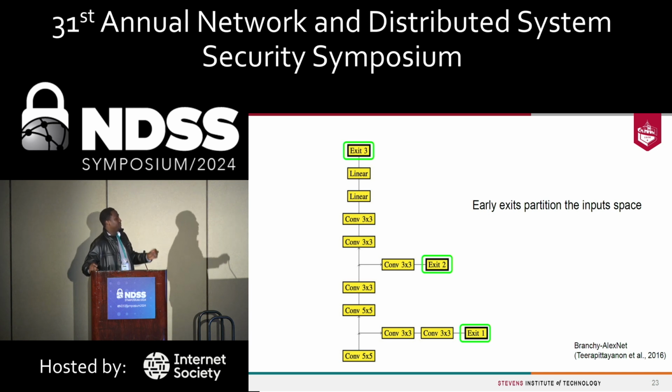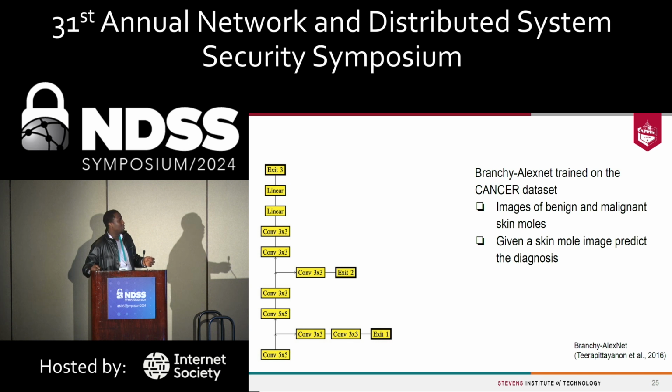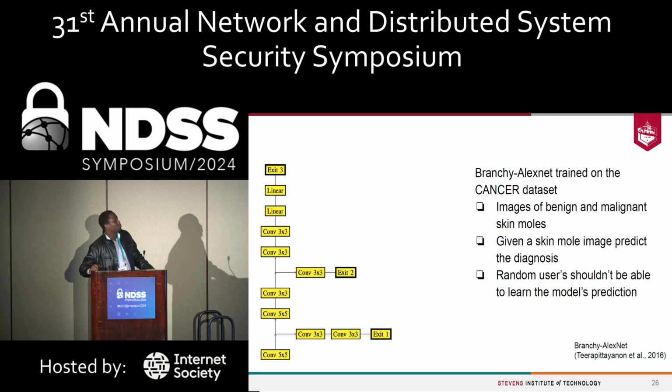And in order to verify that this assumption is actually valid in practice, we train this adaptive neural network on a cancer data set. The cancer data set consists of images of benign and malignant skin moles. The goal of this adaptive neural network is, given an unseen skin mole image, to predict the diagnosis of the skin mole, whether it's malignant or benign.